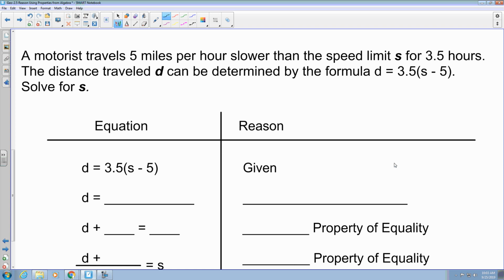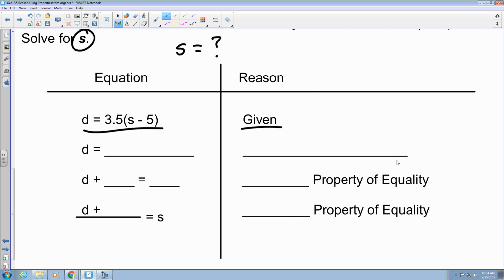So we have two variables, but they only ask us to solve for one. So they're asking us to solve for s. That means at the end of this problem, it's going to be s equals something. It's not going to be a singular answer because we have two variables, s and d. So here we go. First thing, write down what's given to us, which was the formula.